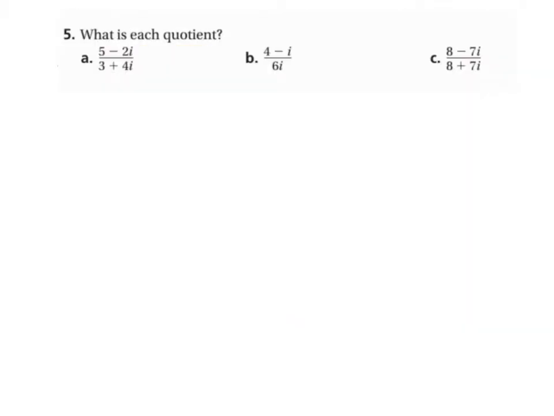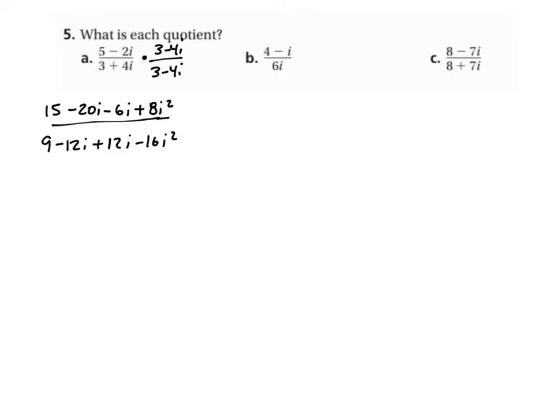All right, so let's take a look at, let's just look at A and B, and you can try C on your own. So for A, we're going to multiply by the conjugate here, so that'd be 3 minus 4i on the top and 3 minus 4i on the bottom. So we're going to FOIL the top.